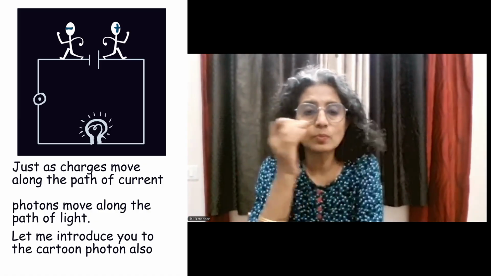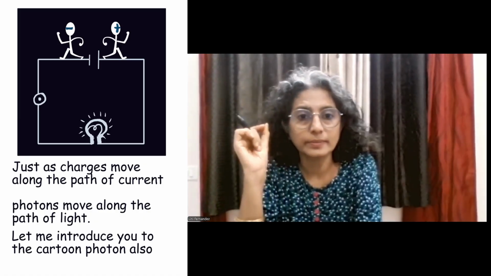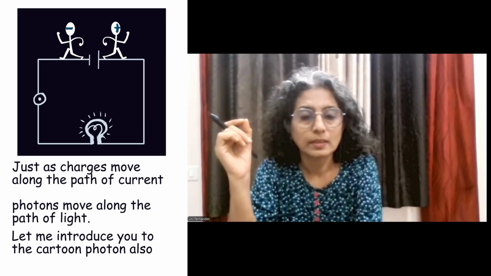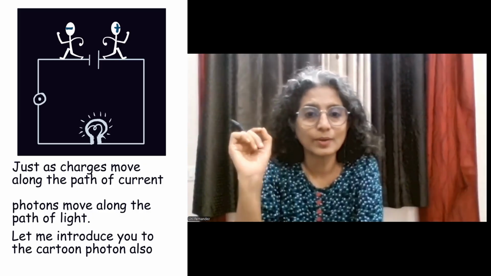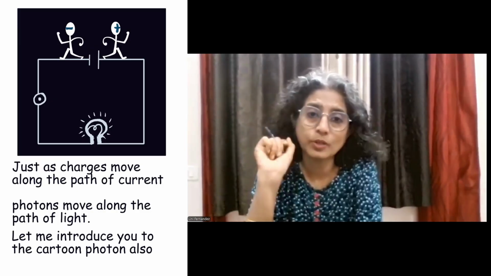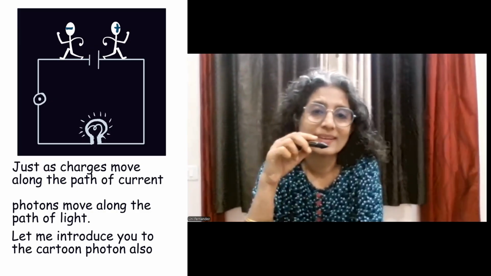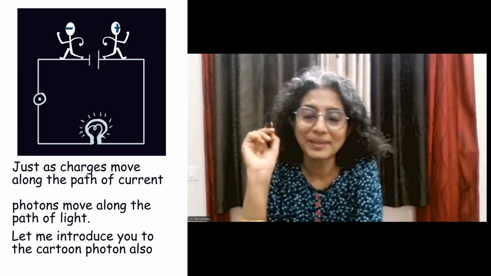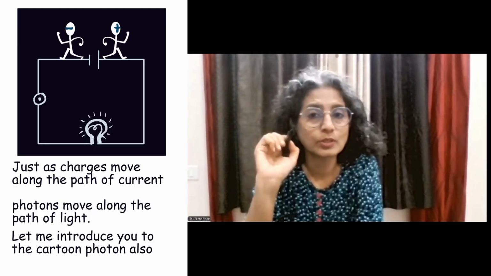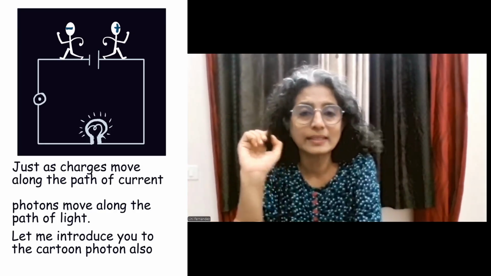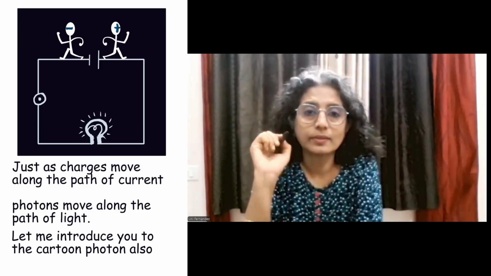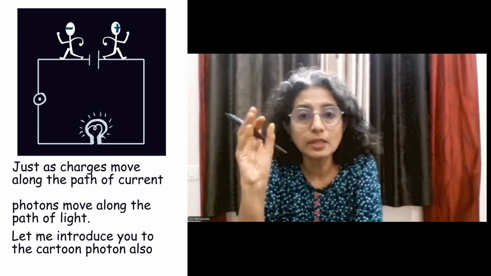Just as charges move along the path of current, photons move along the path of light. So let me introduce you to the cartoon photon also. Here you can see two cartoons, positive and negative charge, running along a wire. Can you see that? So when charges move from the positive side of the circuit and complete that path, we see the bulb glowing.